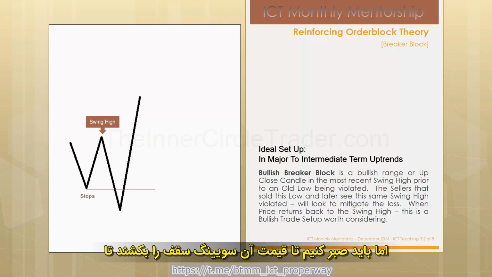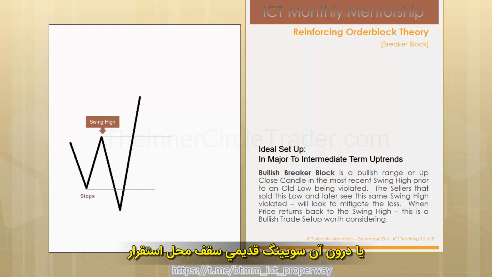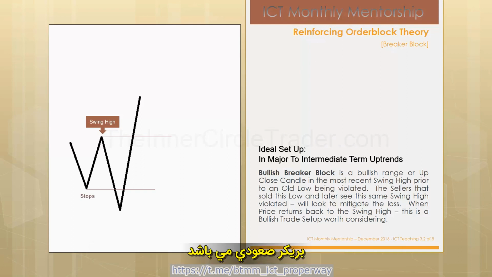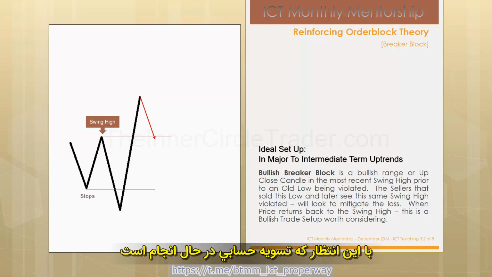Our swing high is where we're going to be looking for our bullish breaker, but we have to wait for price to break through that swing high to confirm that there has been a run on stops. Inside that old swing high will reside a bullish breaker. As price trades back down to that swing high, we would be buying that with the expectation that there's going to be a mitigation that's taking place.